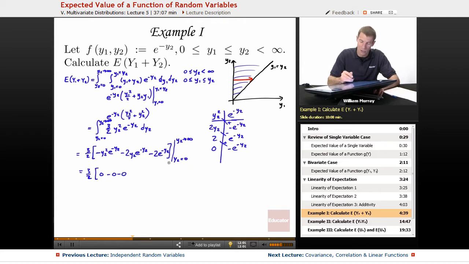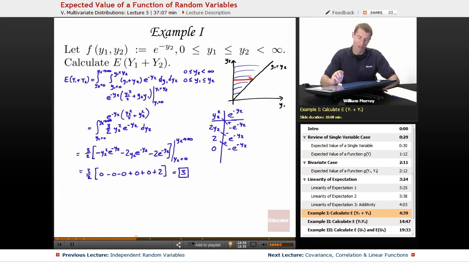Now I'm going to plug in y2 equals 0, and I'll get minus a minus, so plus, but it's 0 anyway. Minus a minus, so plus, but it's 0 anyway. Minus a minus, so it's plus 2 e to the 0, which is just 1, so plus 2. And all those zeros disappear. I've got 3/2 times 2. And so my answer, my expected value of y1 plus y2, is 3. And that finishes that problem.